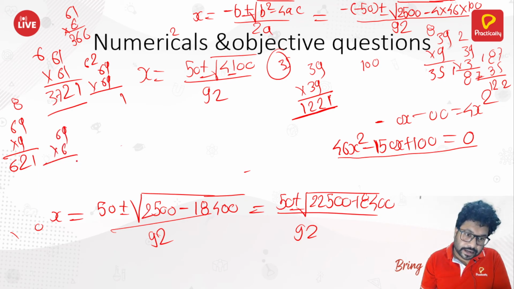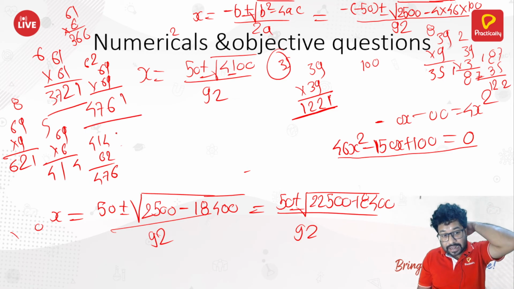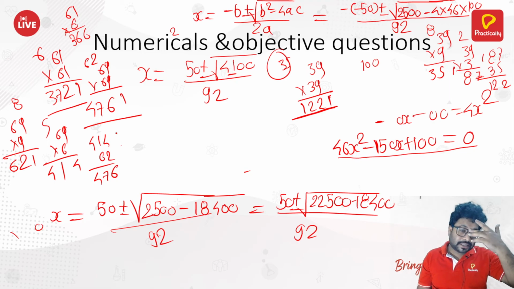You got 1, 62. 69 into 6. Now 6 nines are again 54, 5. 6 sixes are 36. 36 plus 5, 41. 414 plus 62. 4 plus 2, 6. 6 plus 4, 6 plus 1, 7. So this is 4761. Now that is again a huge number. So it can't be 69 and it can't be 61 also.